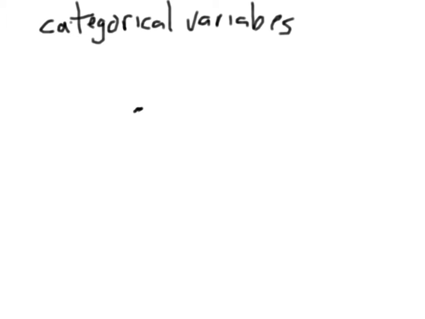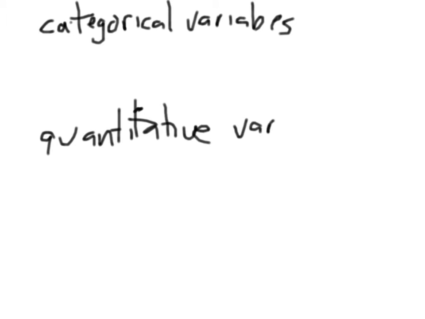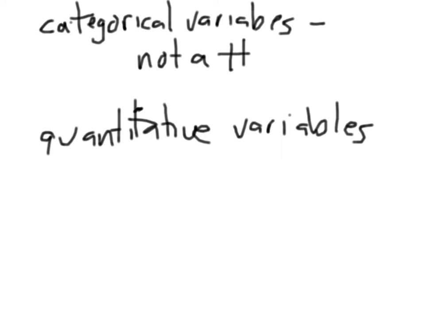Here we go. Variables come in two different categories. You've got categorical variables and you've got quantitative variables. And the distinction is pretty simple. Categorical variables are not a number, whereas quantitative variables are numbers.